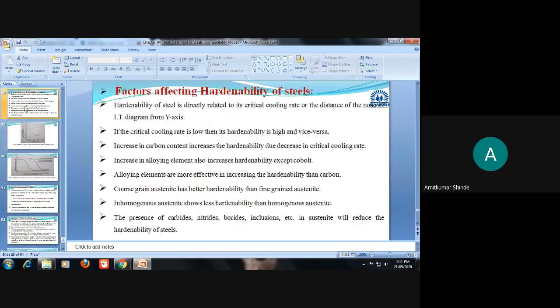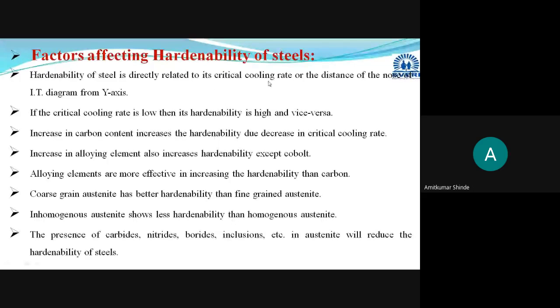Depending on the critical cooling rate, whenever it is very low, it means with slow cooling also you will be able to transform austenite to martensite. Hence hardenability will be more. And when the critical cooling rate is very high, you have to do very rapid cooling, and then it is almost impossible in some cases to achieve that faster cooling. Hence that steel may be termed as non-hardenable, or its hardenability will be very less.